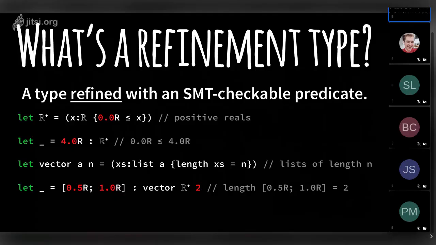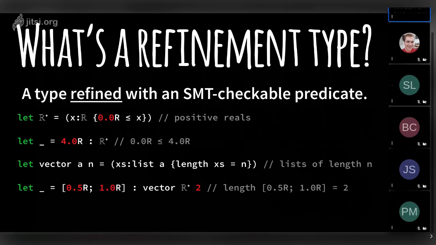Cool. So just a brief reminder for everyone here, what is a refinement type? A refinement type is a type refined with an SMT-checkable predicate. So for instance, the first line here says we have the type of R+, the positive real numbers, and that is the type of real numbers refined with the checkable predicate that that number is bigger or equal to 0. Okay, so that's not positive, is it? That's positive or 0. Well, whatever. You understand what I mean. Then on the second line, we see the number 4, which is in fact a positive real number.